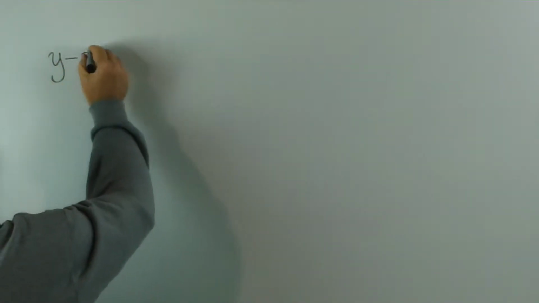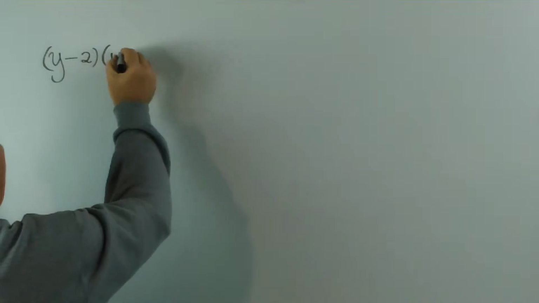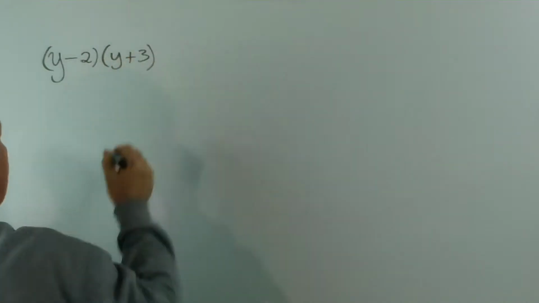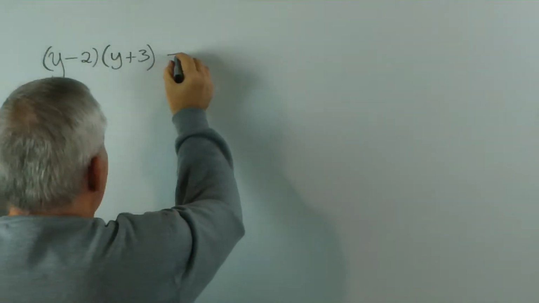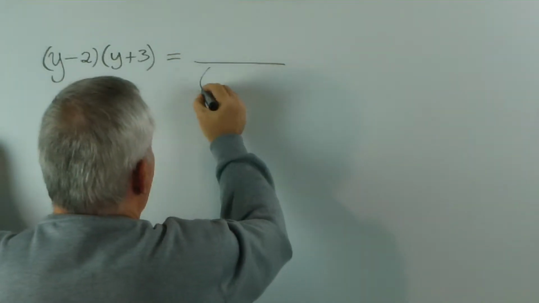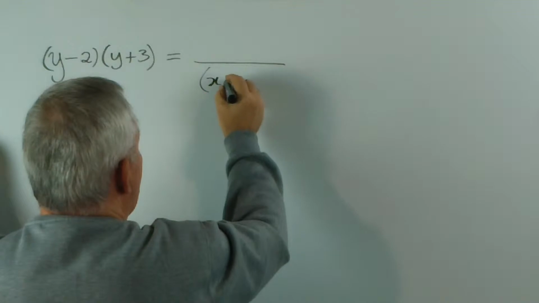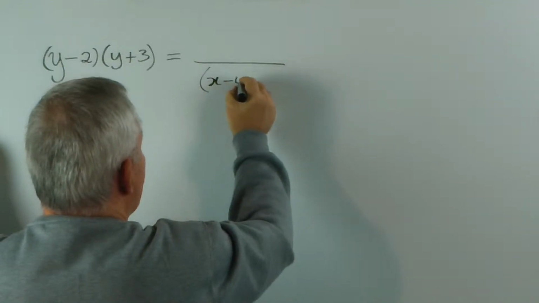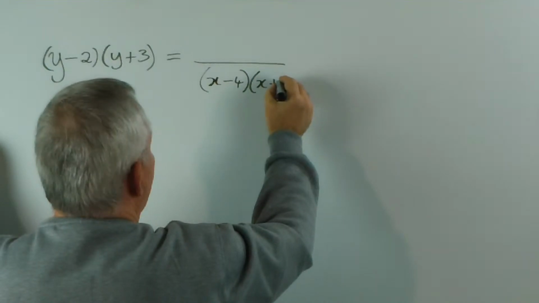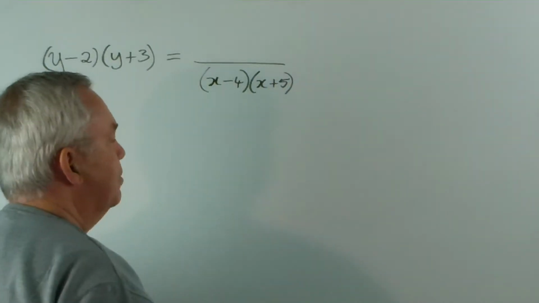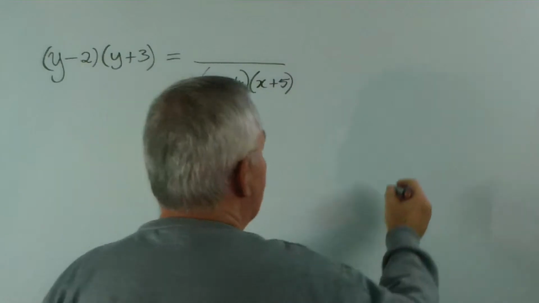something like y minus 2, y plus 3. So they're two horizontal asymptotes. And I create two vertical asymptotes, x minus 4 and x plus 5. So far so good. Let's graph them.